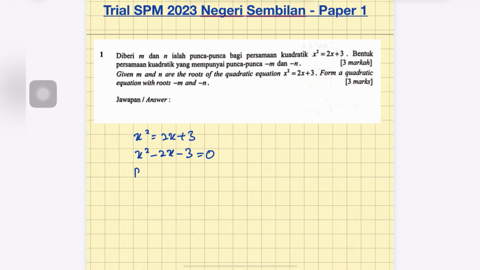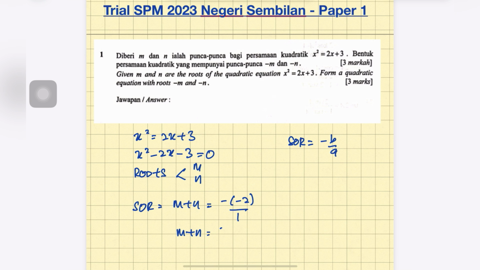So the roots are m and n. So if given roots, we can use SOR, POR, HTP and HDP. Hasil tambah punca, hasil darab punca. So the formula of SOR is negative b over a. So m plus n equals negative 2 over 1. So m plus n equals 2.